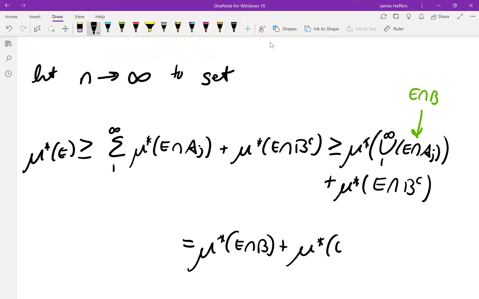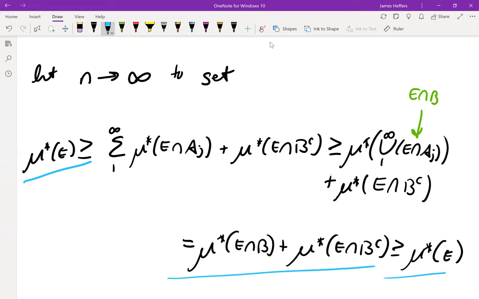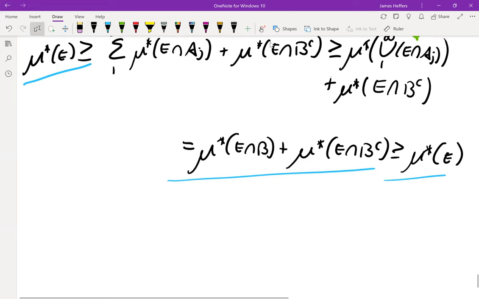Plus mu star of E intersect B complement. And that's greater than or equal to, because this is the direction that comes for free with an outer measure, just the outer measure of E. But now look at this. We have the outer measure of E is greater than or equal to something that is greater than or equal to the outer measure of E. So we actually get explicit equality.